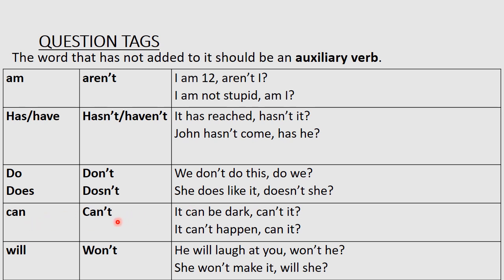Can changes to can't. It can be dark, can't it? So can positive changes to can't. It can't happen, can it? So can't is negative, changes to can. Will changes to won't, like we discussed. He will laugh at you, won't he? She won't make it, will she?